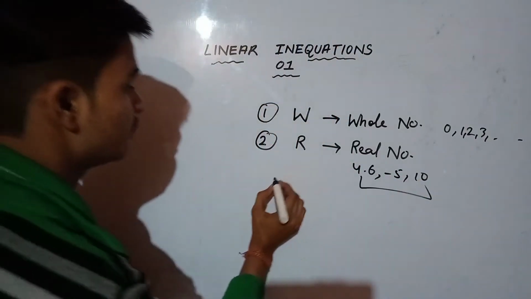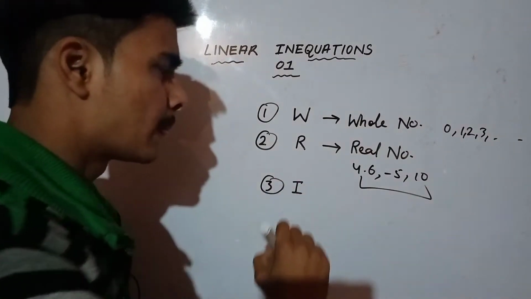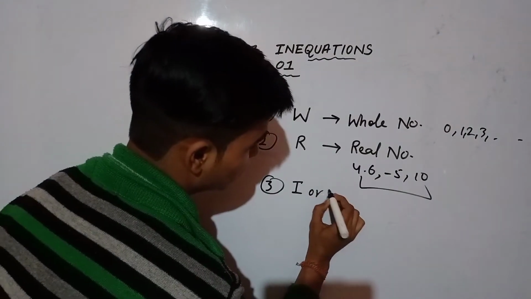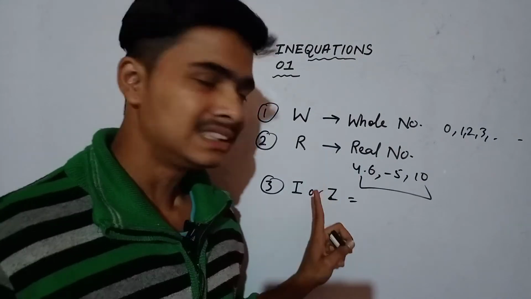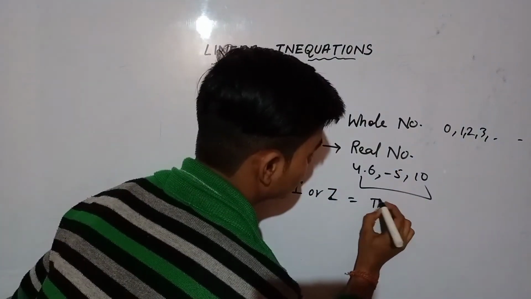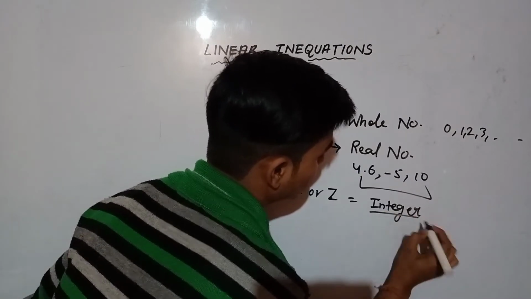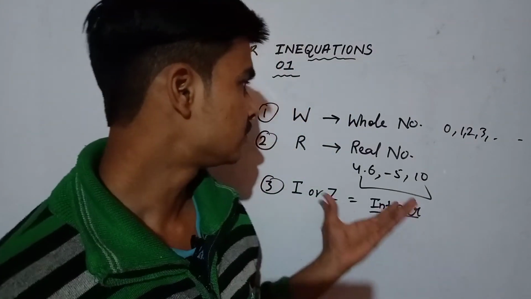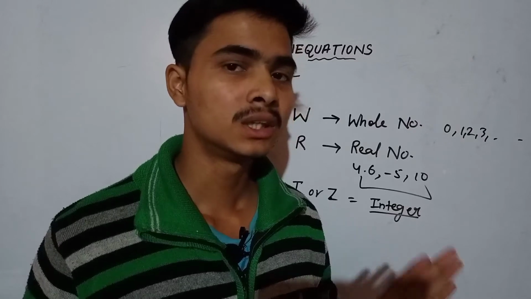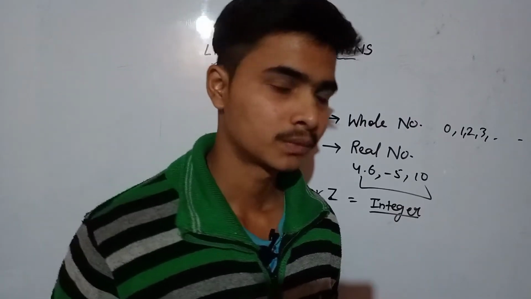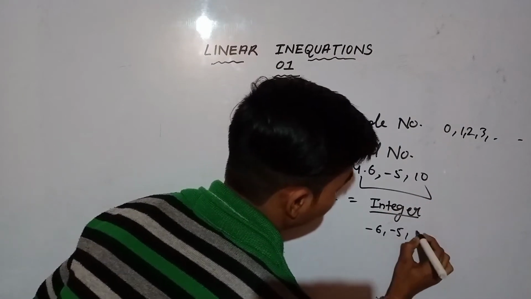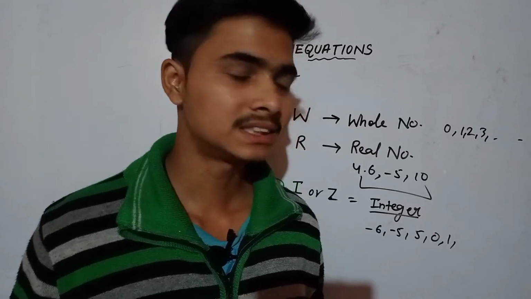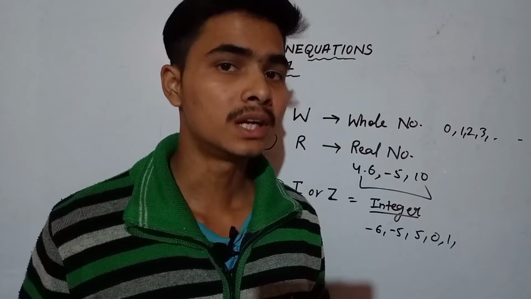Now the third type which is required for this chapter is the integer. This is important because it uses two symbols, I and Z. Both represent integers. Now what is an integer? 1, 2, 3, 4 are all integers, but the main difference is that it can also contain negative values. Numbers like -6, -5, +5, 0, 1, 2, everything is an integer. The main thing about integers is that they do not hold any point value.